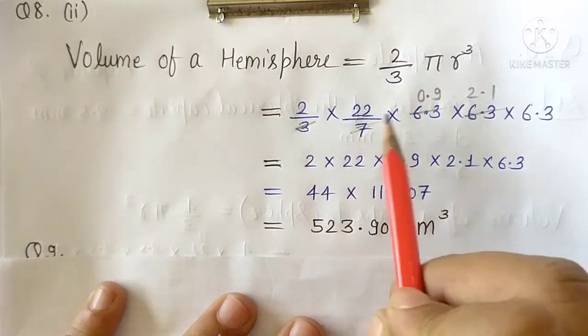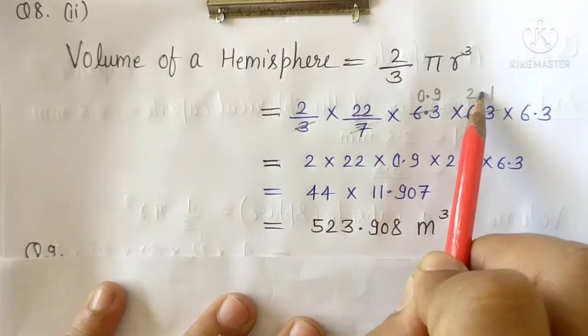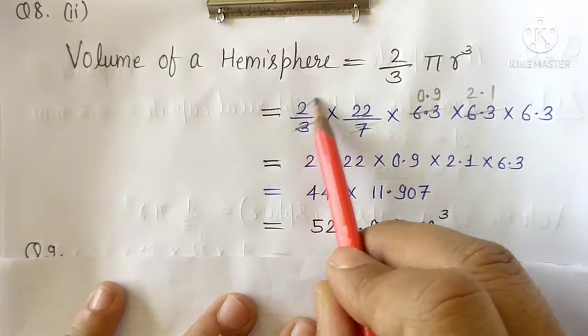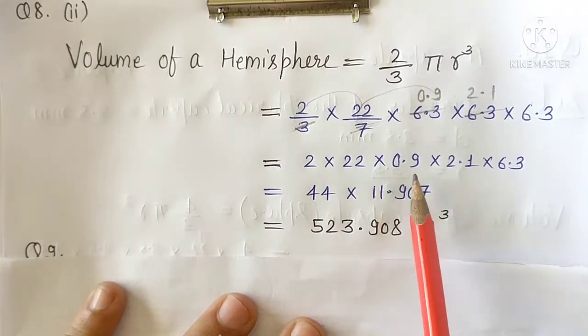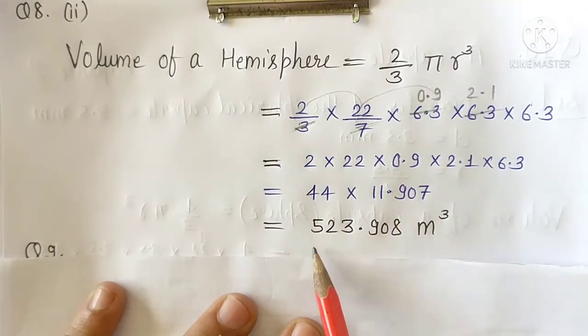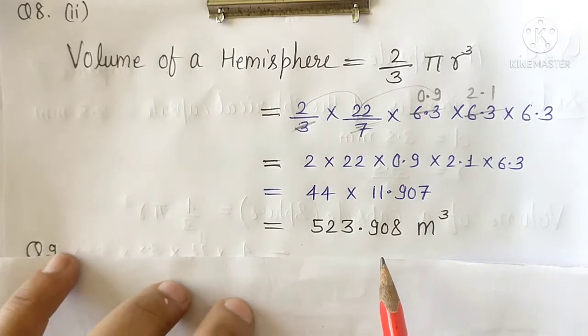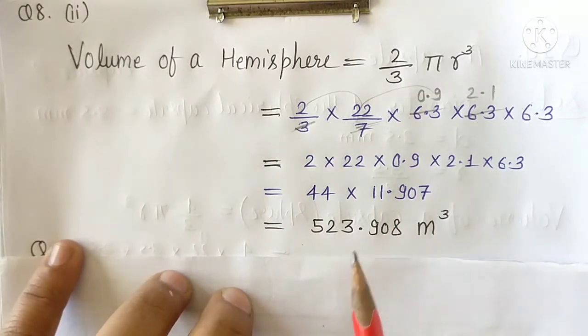Then from 3 we have cut this 6.3: 3 2s are 6, then 0.3 1s are 3. So when we multiply all of these, it comes 2 into 22 into 0.9 into 2.1 into 6.3. It comes 523.908 meter cube. This is the answer of question number 8, second part. Now move to question number 9.